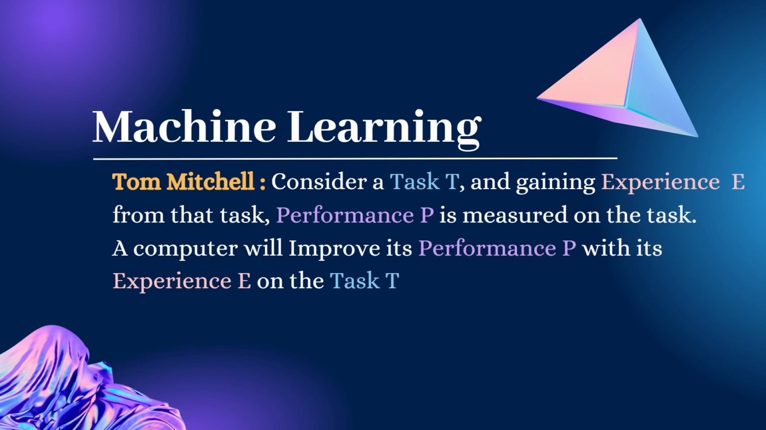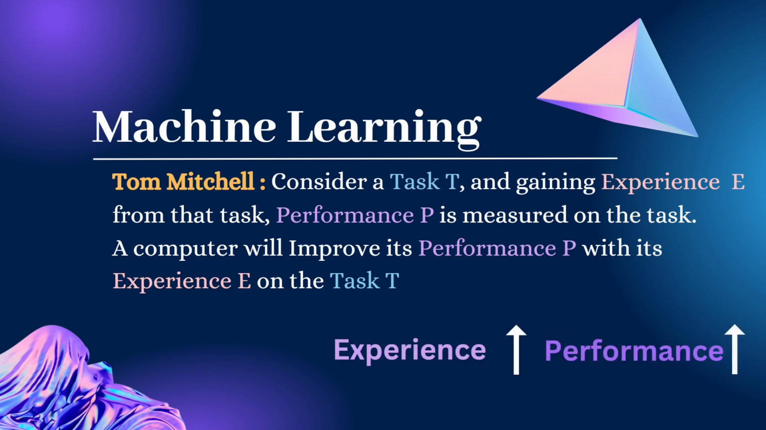According to Tom Mitchell, consider three variables: task, experience, and performance. A computer will improve its performance P with its experience E on the task T. In the sense, as the experience increases, the performance also increases. So, if we want higher performance, we have to have a good amount of experience.